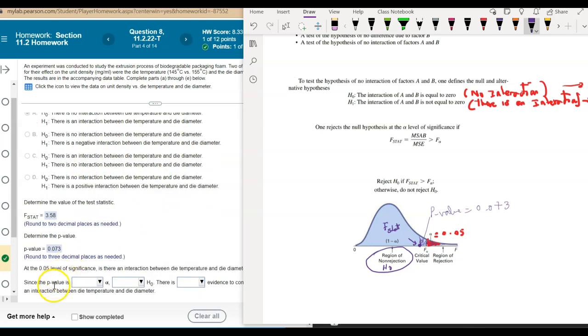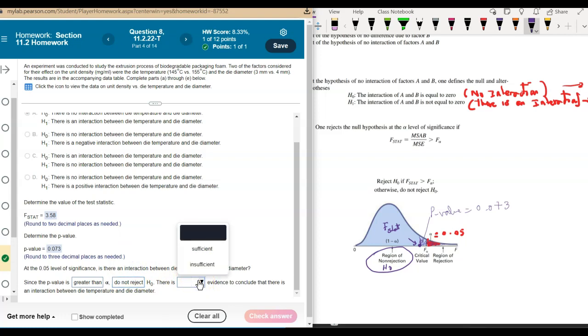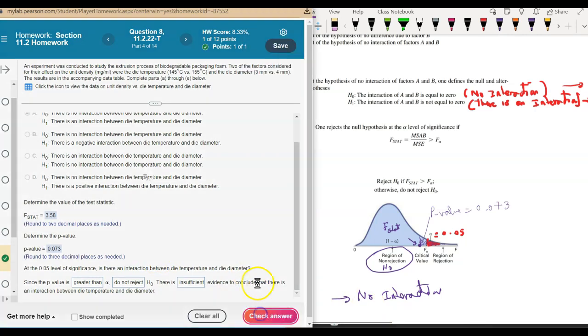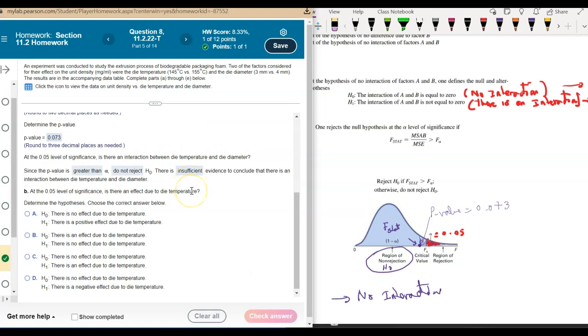Okay, so now the p-value obviously is greater than alpha. Here, do not reject H0, and if you don't reject, always insufficient evidence. So conclusion, no interaction. We might need this later on in the conclusion, so keep it in mind. All right, so let's check it. Good. So that's all for the interaction.